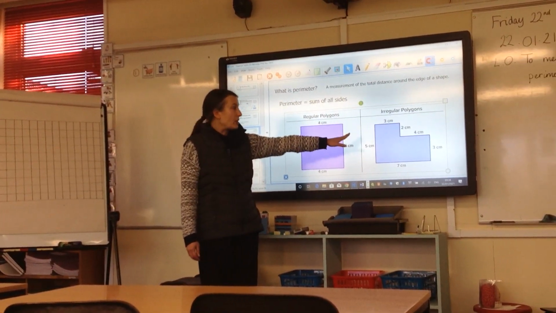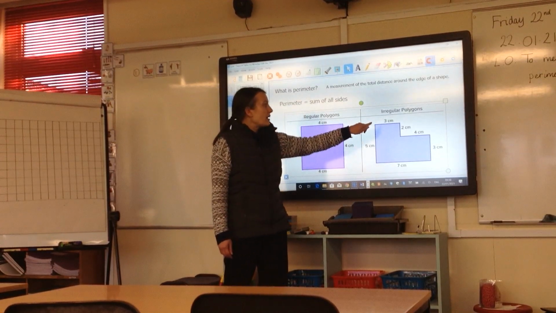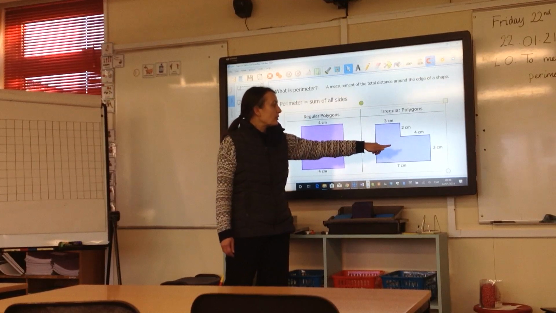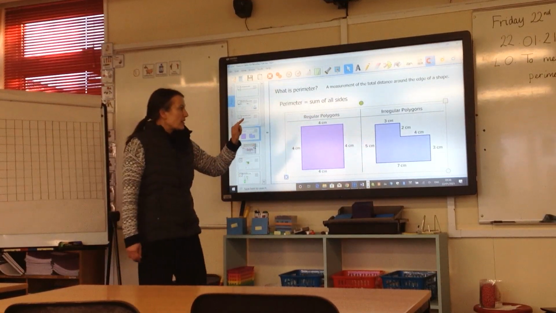And of course then here we've got a slightly different one. We've got an irregular polygon, so here each side is a different length. So we've got 3 and 2 and 4 and 3 and 7 and 5, which we all add up. Okay, so you have to start from one side.